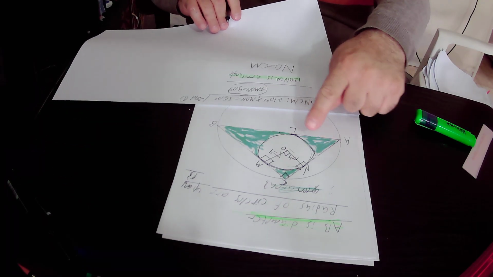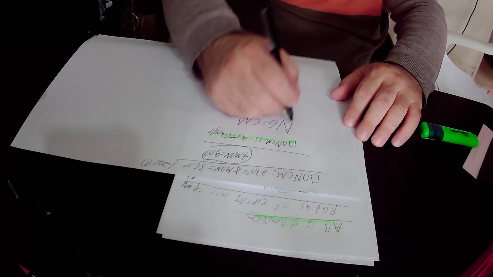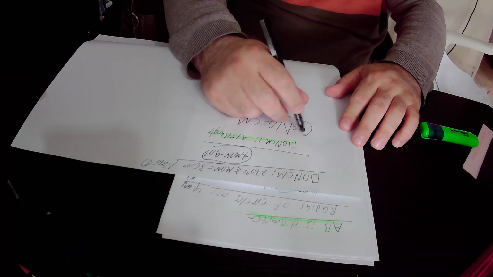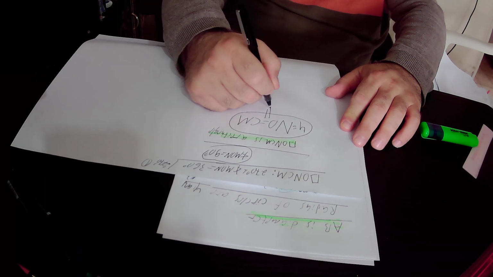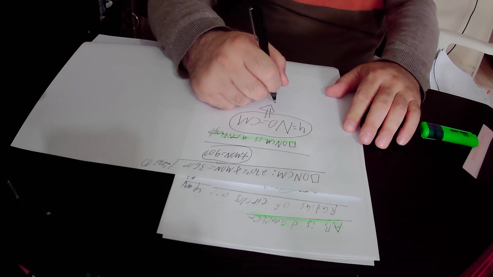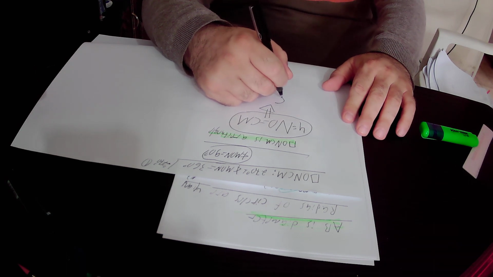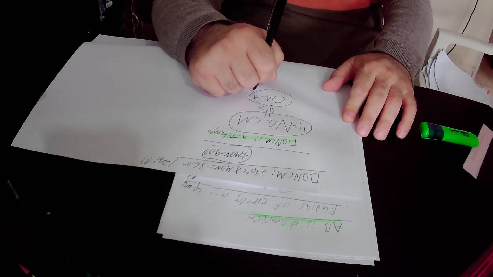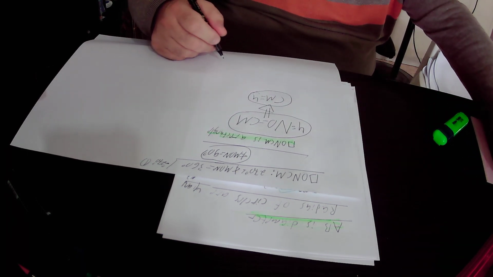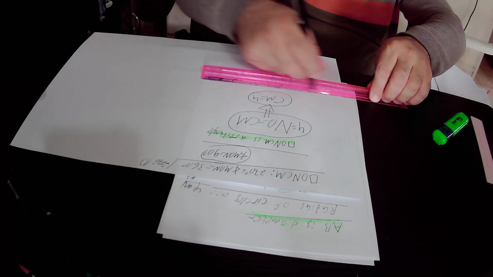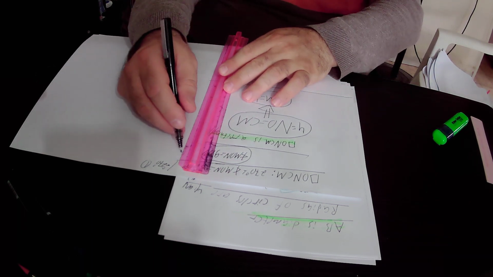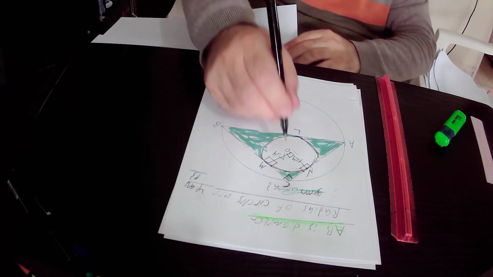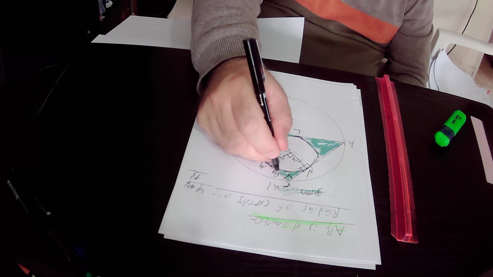But we have already found out that NO equals 4 units. So we can write here that NO equals 4 units. And from this equation, 4 equals NO equals CM, we will derive that CM is also equal to 4 units. So I can write here that CM is equal to 4 units.